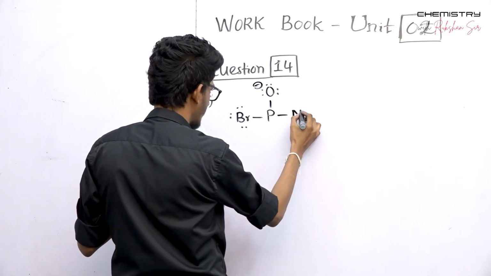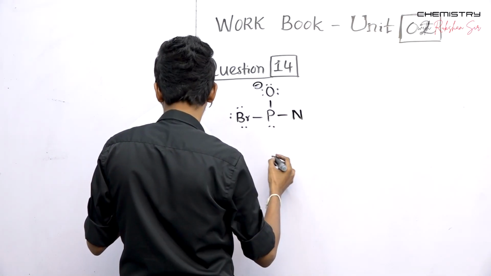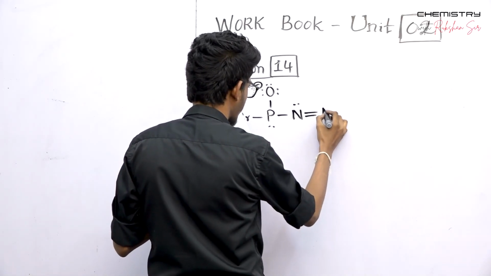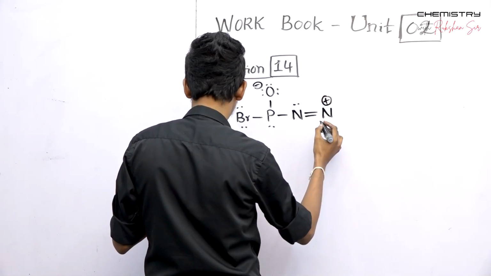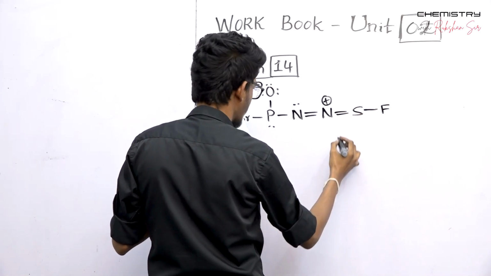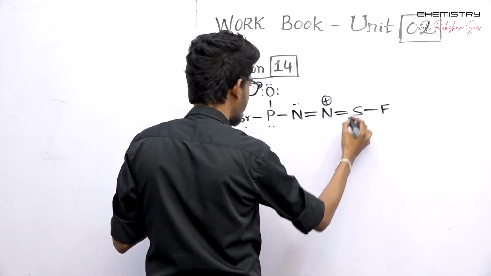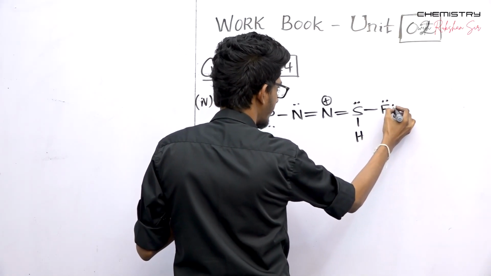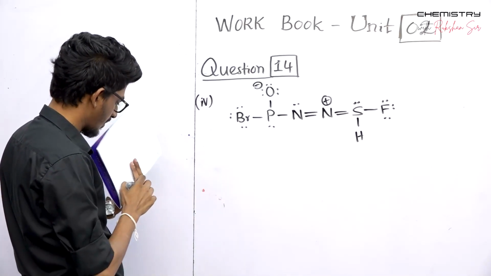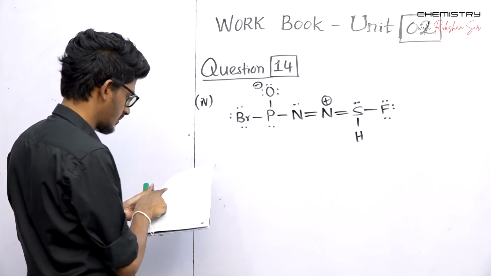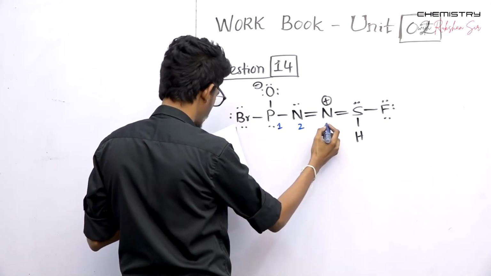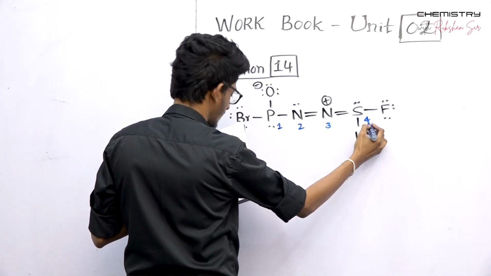Some nitrogen is there, the nitrogen with a positive charge. Some sulfur, fluorine and hydrogen. That is how it looks, right? Some atoms are labeled. This one is number 1, this is carrying number 2, this is carrying number 3, this is 4.